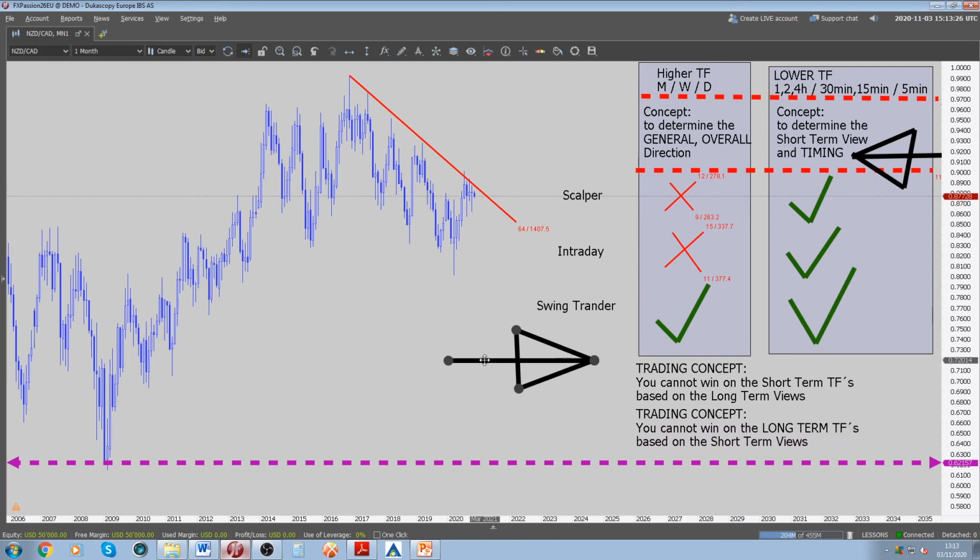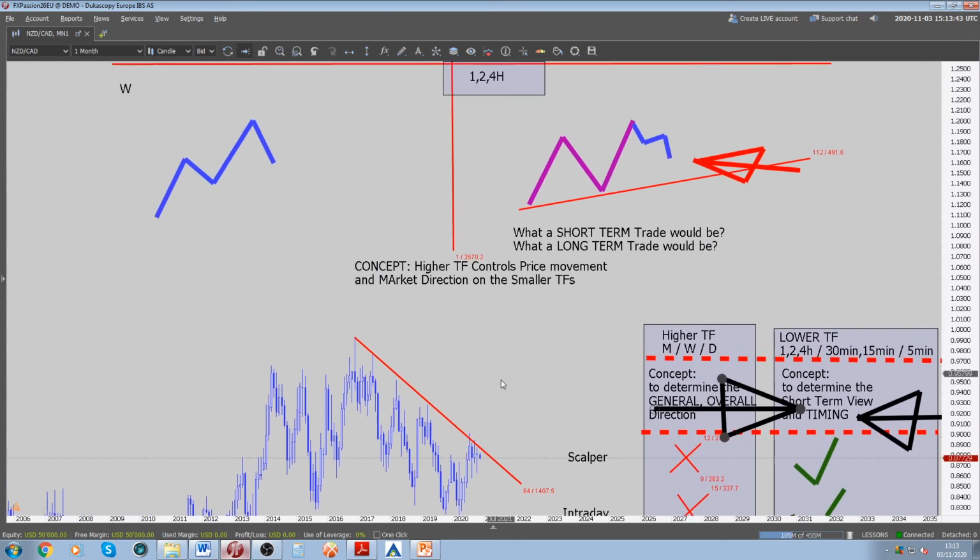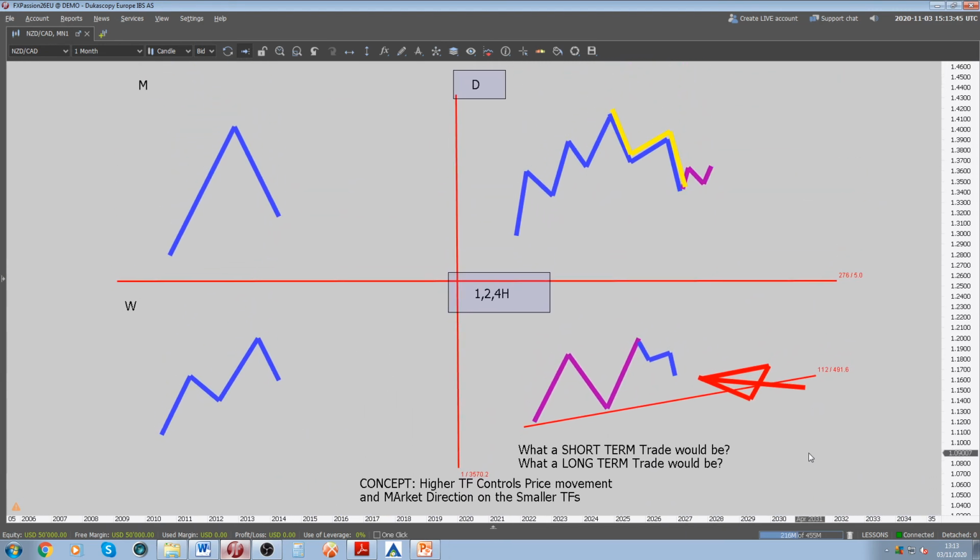You cannot win on the short-term time frames based on the long-term views, and you cannot win on the long-term time frames, monthly, weekly, daily, based on the short-term views. So if this is true, what is long-term? Is the daily long-term? Is the monthly long-term? Is the weekly long-term? What is long-term?